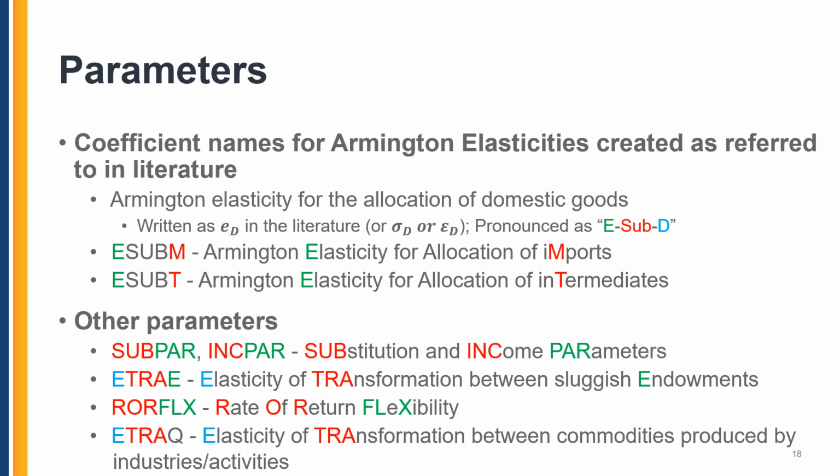Consider the following additional examples. E sub M is the Armington elasticity for the allocation of imports, and E sub T is the Armington elasticity for the allocation of intermediates. Other parameters are also written as they may be spoken. Subpar and incpar are substitution and income parameters. E tray E is the elasticity of transformation between sluggish endowments. Rohrflex is the rate of return flexibility parameter, and E tray Q is the elasticity of transformation among commodities produced by activity.